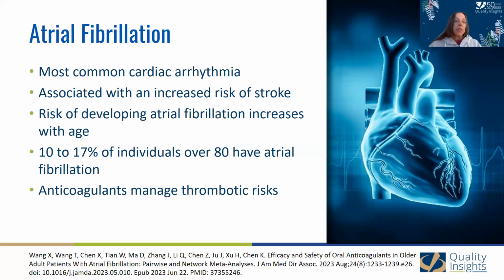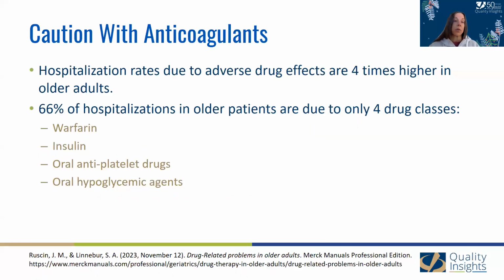So atrial fibrillation is the most common cardiac arrhythmia. As I said, it increases the risk of stroke. As you get older, you have an increased risk of developing atrial fibrillation. As much as 10% of individuals over 80 have atrial fibrillation. And we want to utilize our anticoagulant medications to reduce the risk of thrombosis, thrombotic disease, or stroke.